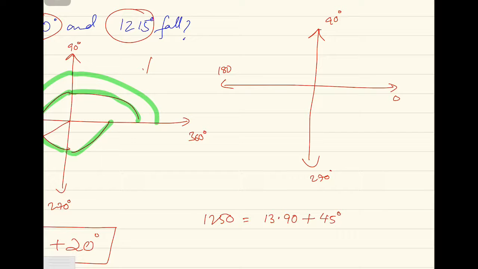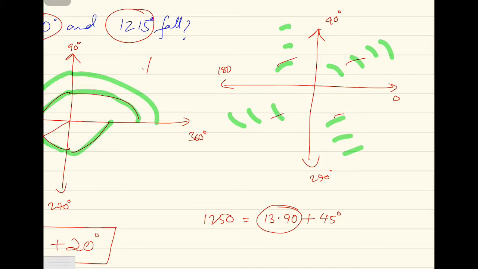So check this out: 1215. Remember, you have to write it in terms of multiples of 90, not anything else. Why? Because every quadrant is 90 degrees each. So 13 times 90 plus 45 degrees. I count like this: 1, 2, 3, 4, 5, 6, 7, 8, 9, 10, 11, 12 and 13. So 13 times 90 means the first quadrant, plus 45 means it goes to the second quadrant. Which quadrant does this lie in, everyone? It lies in the second quadrant.